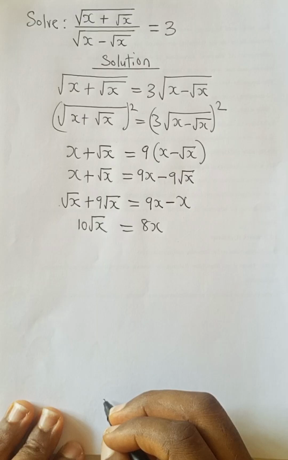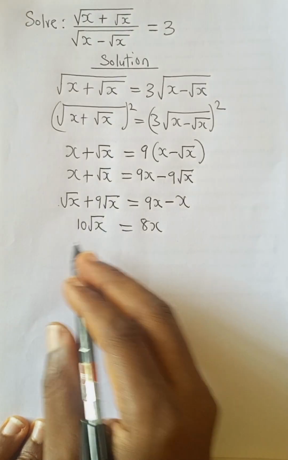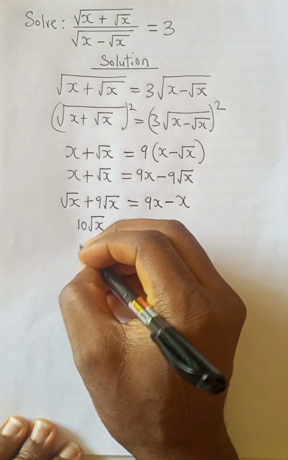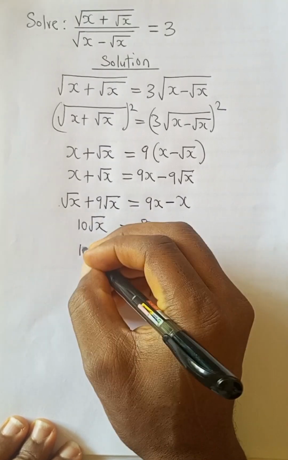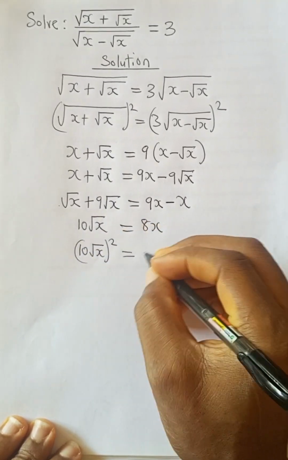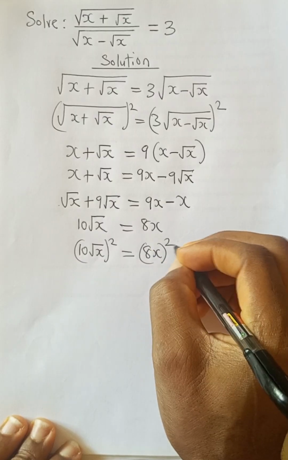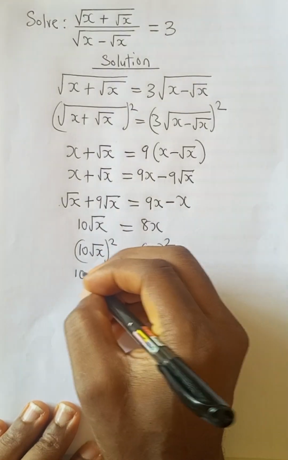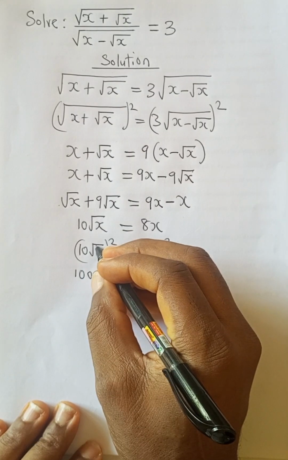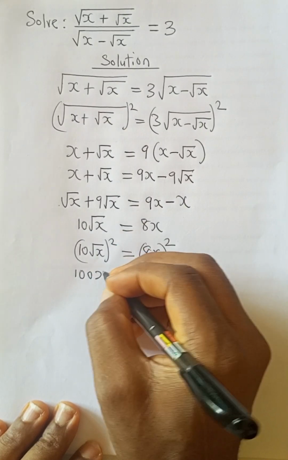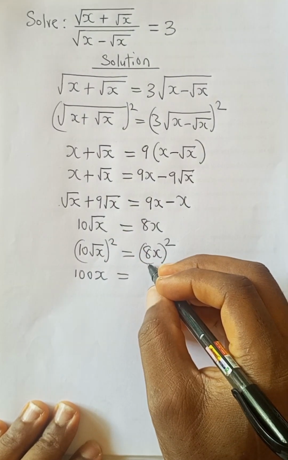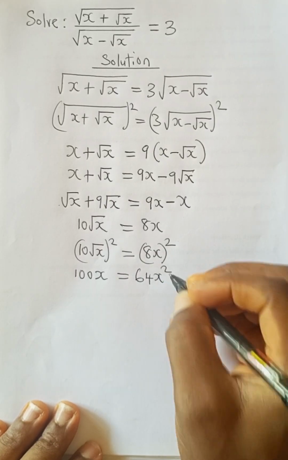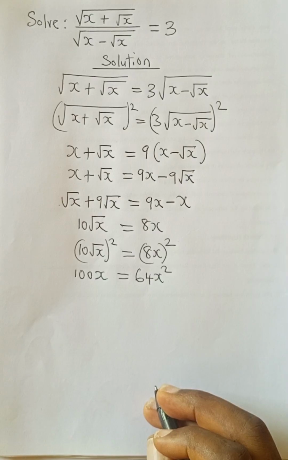8x. Once again, we square both sides so that we can do away with this radical sign. We have 10 root x squared equals 8x squared. What does that imply? 10 squared is 100, and root x times root x gives us x, so 100x equals 64x squared. Are you getting it now?